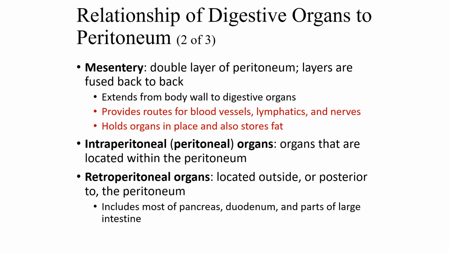So intraperitoneal organs are within the peritoneum itself, and the pancreas, the duodenum, and some parts of the large intestine are called retroperitoneal because the peritoneum does not cover them.